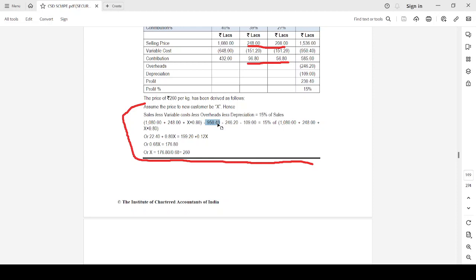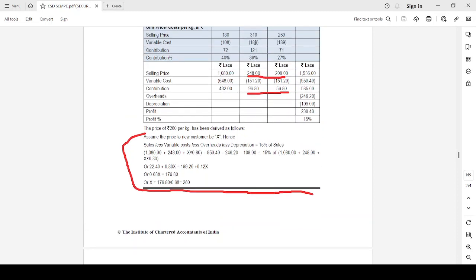That is nothing but the variable cost, at the rate of 189 per unit for the line 2 product and 108 for the line 1 product. Then 246.20, plus the overhead including the 6.20 of incremental cost. In 109, earlier it was 93 and now it is 16 lakhs extra. This 109 is equal to 15% of all the sales together, and while solving it we will get X equal to 260. So 260 is the ideal price.